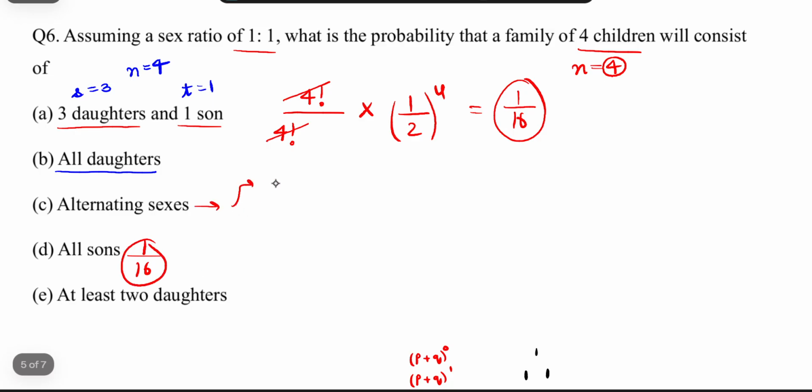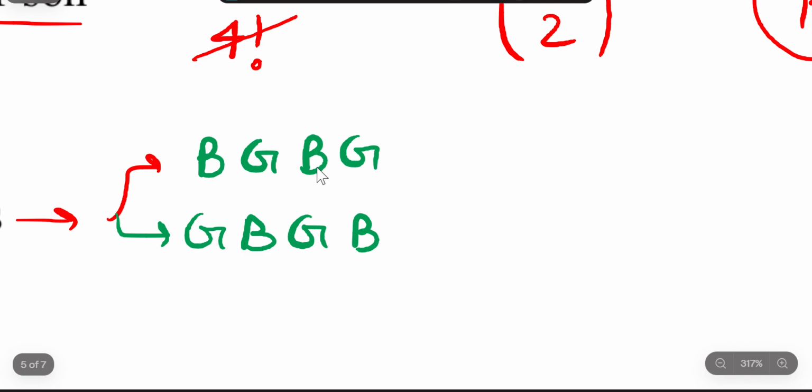Alternating sexes. Now see, this is an important question. Either I can get boy, girl, boy, girl, or I can get girl, boy, girl, boy. So if you look into this carefully, I have got a sequence. Whenever I am getting a sequence, now I cannot use the binomial theorem. Now how to solve this? See, I'll solve it here only.